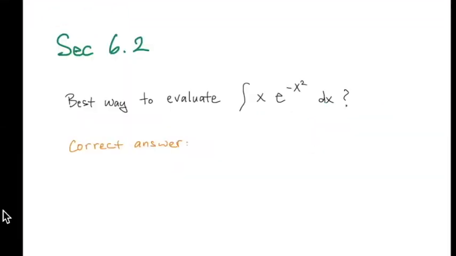From section 6.2, the question was about the best method to evaluate this integral. And the answer should be u substitution. You can do u is equal to negative x squared.